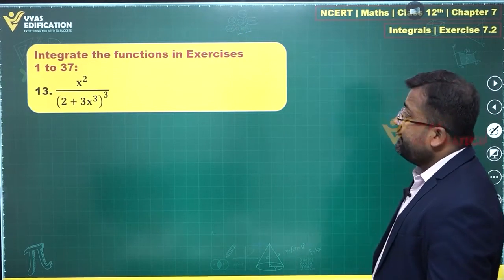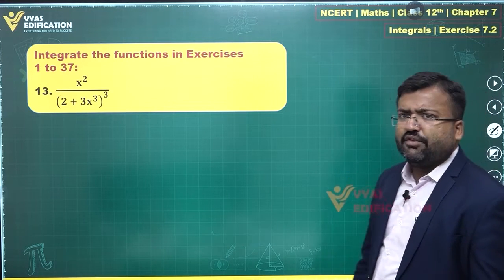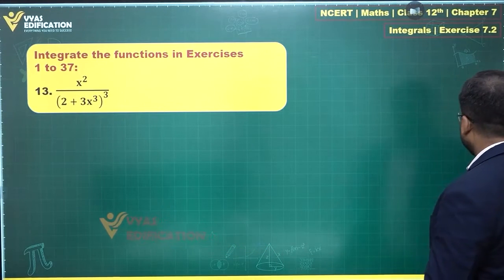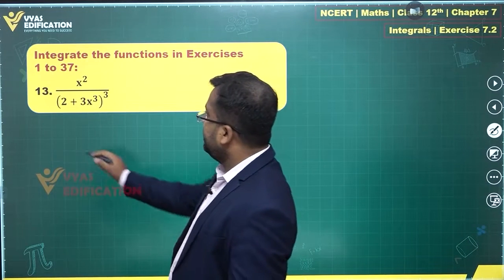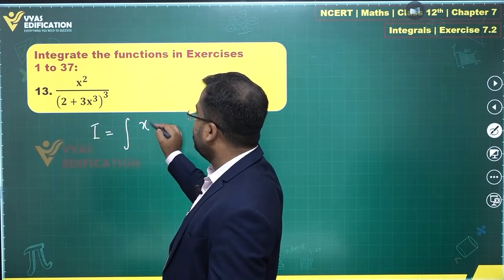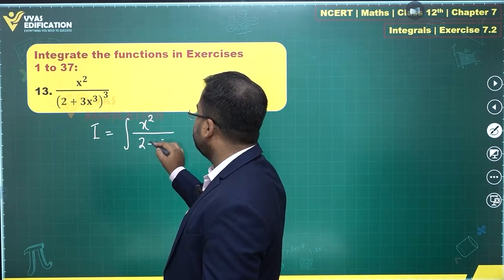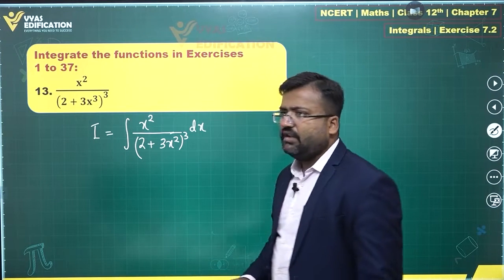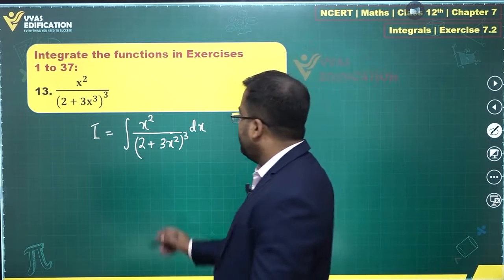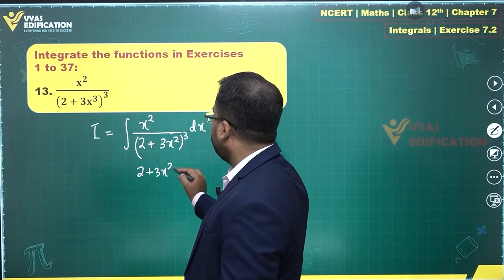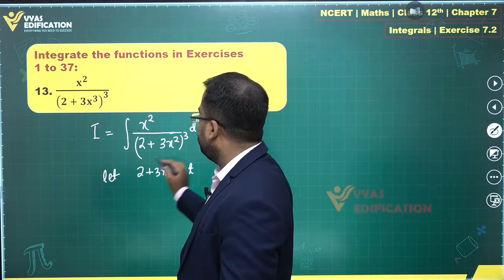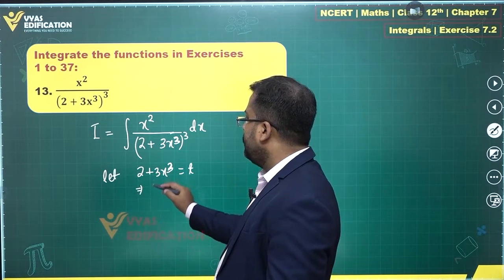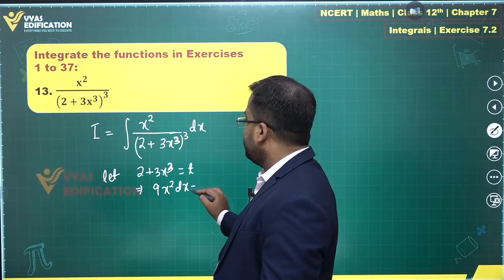In the 13th question, we have x square over 2 plus 3x power 3, whole cube. Now you observe there's x power 3 over here and its derivative is lying over there, right? So we can substitute that term in the denominator as t. I equals the integral of x square over 2 plus 3x power 3, whole cube, dx. The constants will take care of themselves, right? So 2 plus 3x square can be taken as t. Sorry, this is not 3x square, this is 3x power 3. Right, therefore we'll get the derivative over there. This is 0, this is 9x square dx, which is equal to dt.